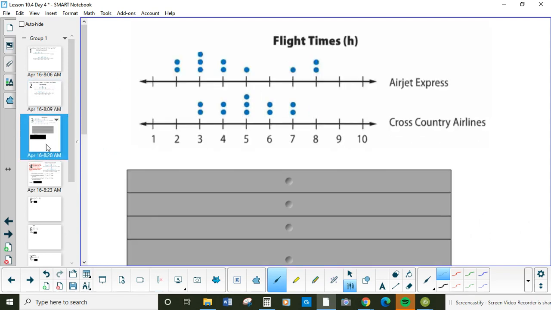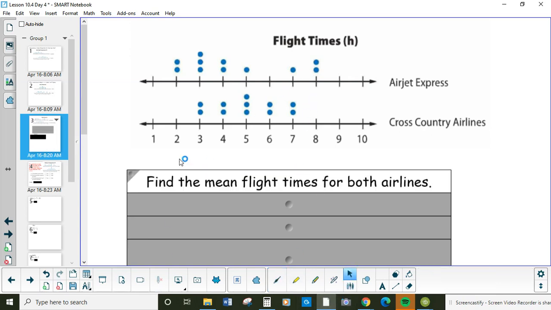Take a look at another double dot plot here. We have flight times, and again, this is another situation where more is not better, because the longer the flight time, see your Airjet here took 8 hours to get there, the more miserable you are, right? So the shorter the flight time, the better. So sometimes less is better for these problems. We just have to read the problem and think about it, right?